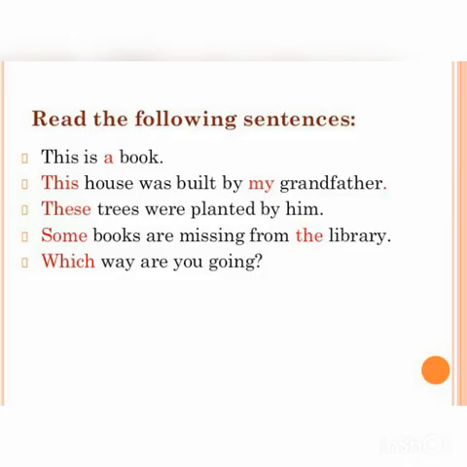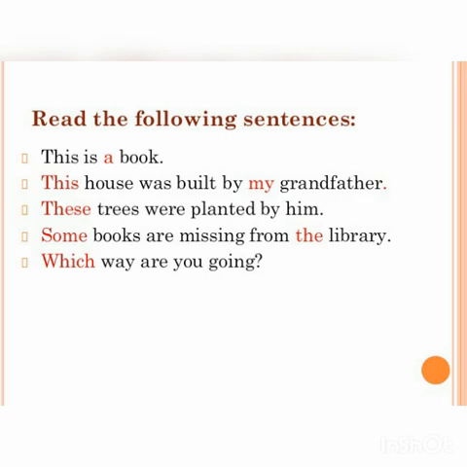Now, before beginning, let us read the following sentences. This is a book. Now, here you can easily tell that book is a noun. The second sentence is: this house was built by my grandfather. Third sentence is: these trees were planted by him. Fourth sentence is: some books are missing from the library. And the fifth sentence is: which way are you going?